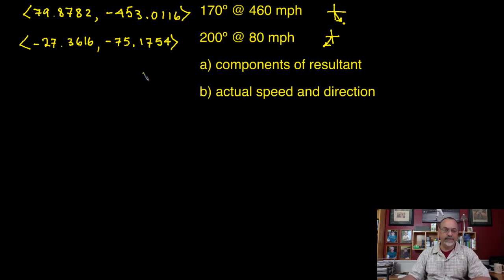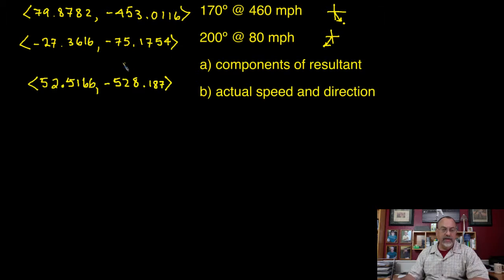Now, in order to figure out the result of both of these vectors, the plane speed along with the wind, I simply add these two vectors together. And you remember, vector addition is pretty easy. We simply add the a components, and then we add the b components. So to add those components together, I get my resulting vector of 52.5166, and then negative 528.187. So this is the answer to A, taking these two components and simply adding them together.